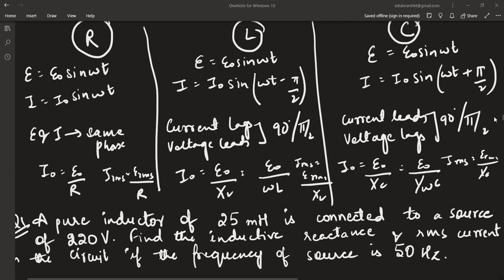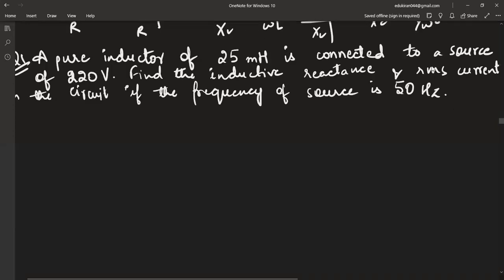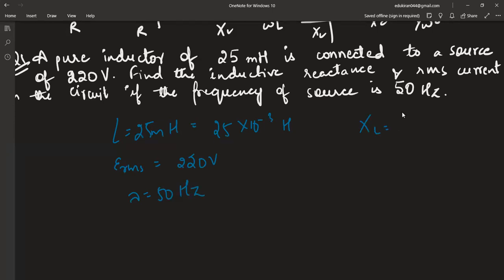See, this says that a pure inductor of 25 millihenry is connected to a source of 220 volt. Find the inductive reactance and RMS value of the current if the frequency is 50 hertz. See, L is given as 25 millihenry, so this is 25 into 10 to the power minus 3 henry. ERMS is 220 volts. Frequency is 50 hertz. We have to find out the value of XL, and once you have the value of XL, then we can find out the value of IRMS.